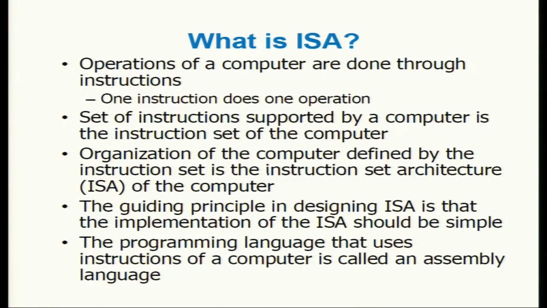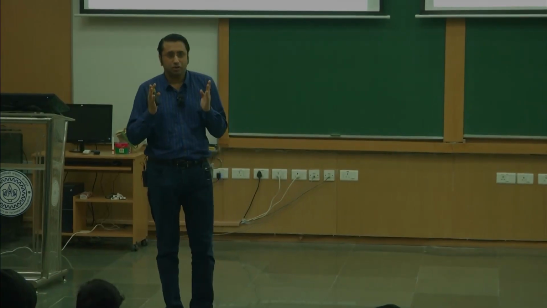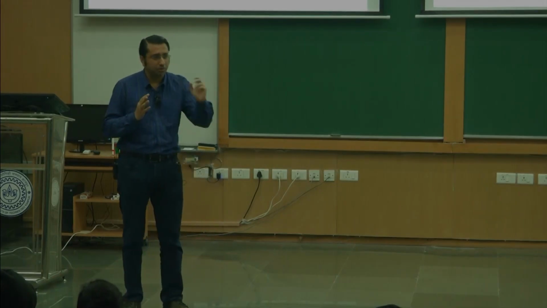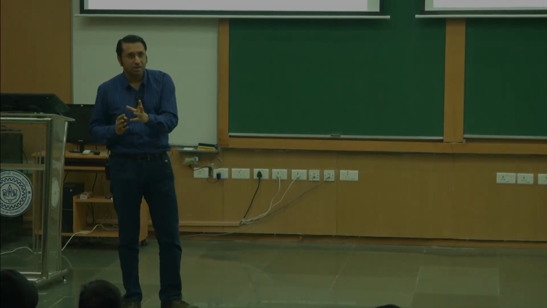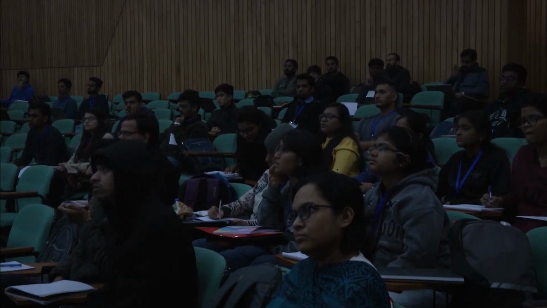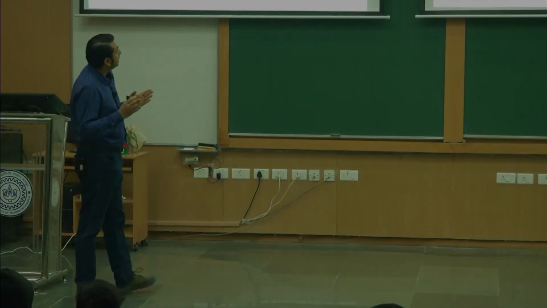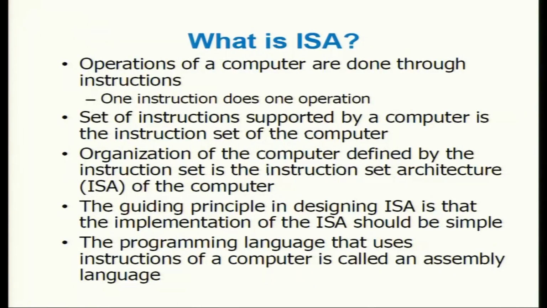The set of instructions supported by a computer is the instruction set of the computer. And the organization of the computer defined by the instruction set is the instruction set architecture of the computer. That is, whatever is visible from your instruction set would define the instruction set architecture, like the number of registers, the number of instructions, the width of an instruction. However, there is a lot that goes beyond the instruction set architecture, that is beneath it, which is not visible from the instruction set architecture. And we'll talk about that too.